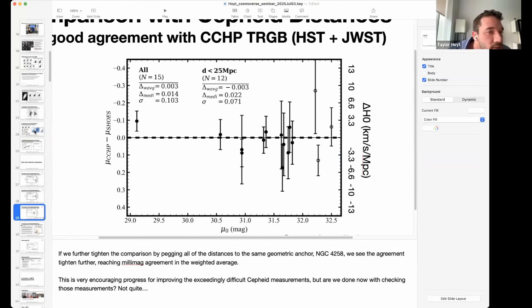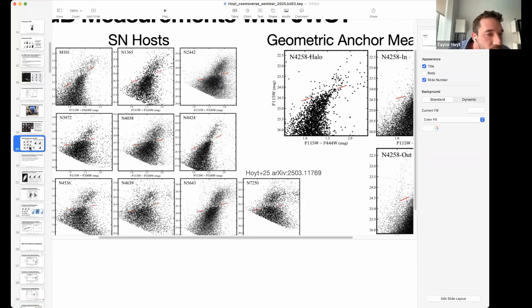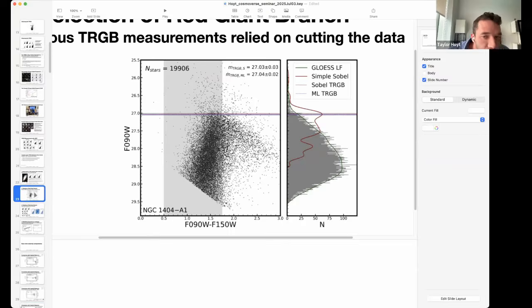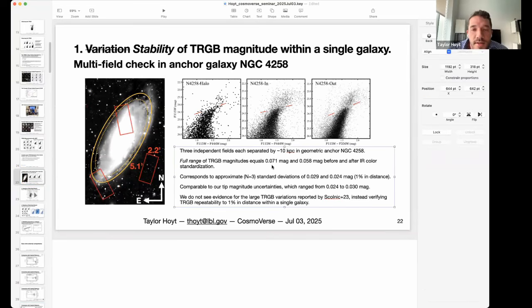Let me pull up, sorry, sharing the slides again. So if the different slopes actually led to biases in the measured tip, then why would the tip measurements come out to agree to 300s of magnitude before color standardization and 200s after? And regardless of the before and after, the agreement is 300s.